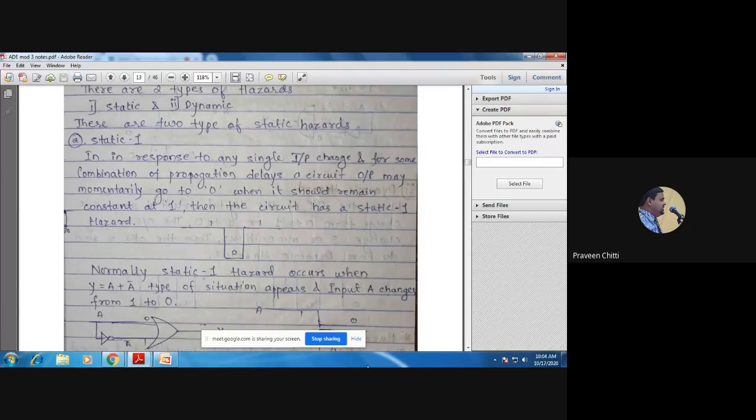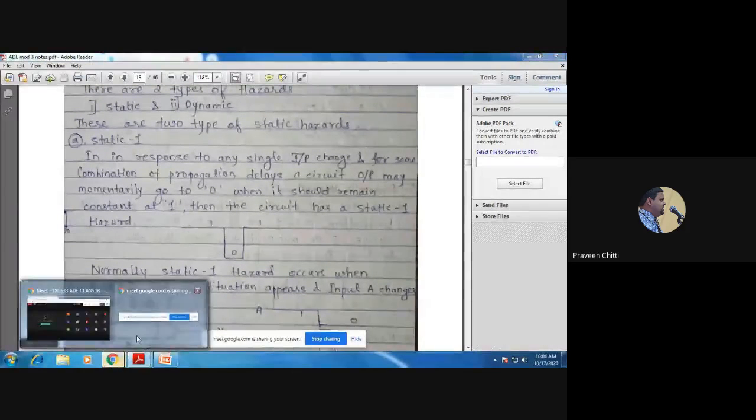All of you can see it on the screen. Static 1 hazard: in response to any single input change, for some combination of propagation delays, a circuit output may momentarily go to 0 when it should remain constant at 1. Then that circuit is said to have what? Static 1 hazard. Means continuously the output has to remain at 1, but if the output momentarily goes to 0, such a circuit is said to have static 1 hazard. I hope that is clear.